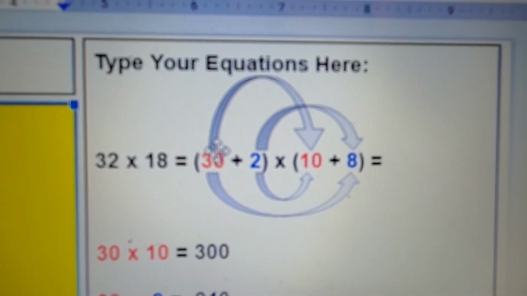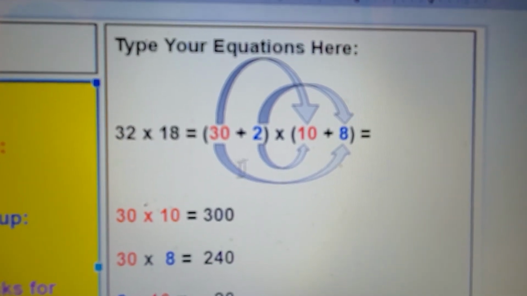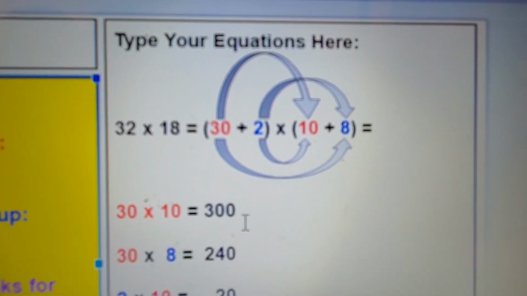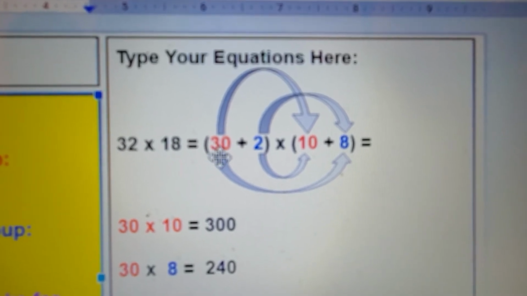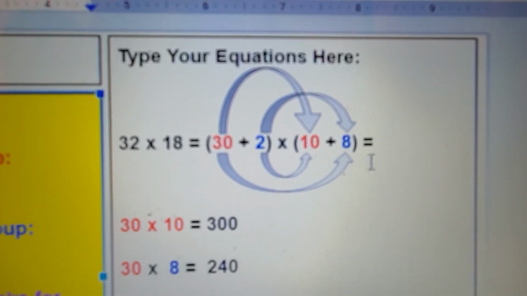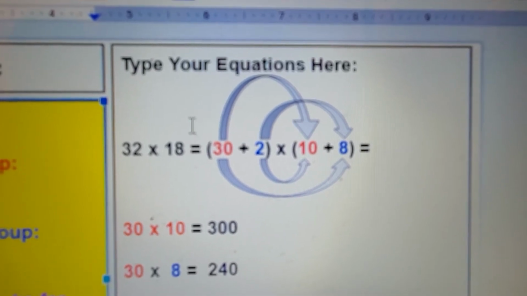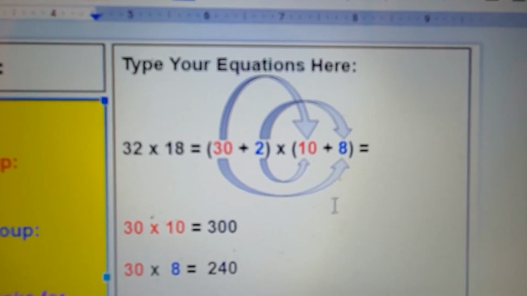I multiply 30 times 10. I multiply the 10s first. 30 times 10 is 300. Then I have another set of arrows here. This arrow, 30 times 8. I have to multiply the 30 times the 10 and the 30 times the 8.